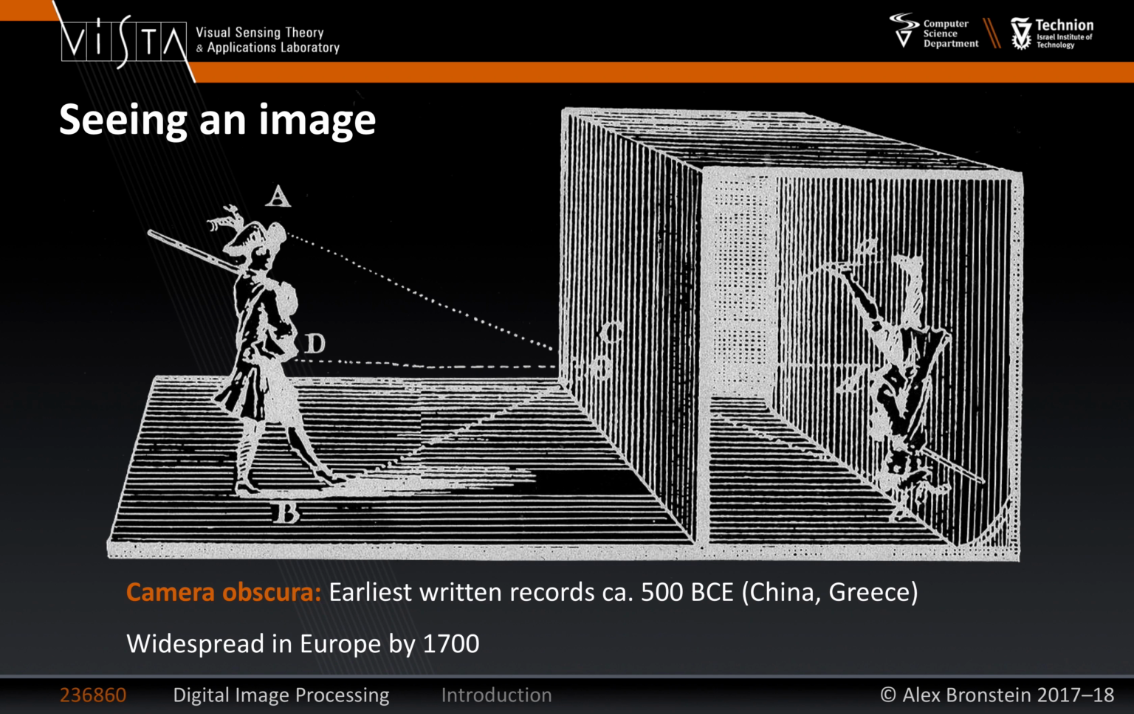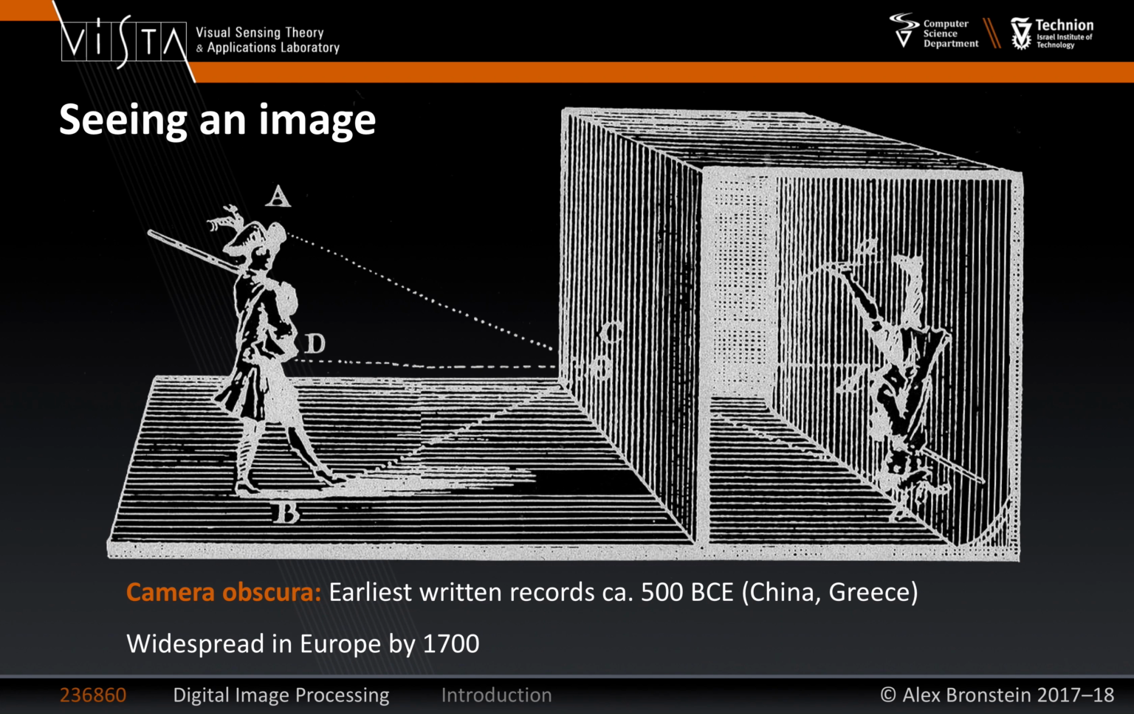So if we drill a small hole here and darken this room and put a screen in front of this small pinhole, we will see the world outside upside down. Okay, and this was named in the medieval times as camera obscura, Latin for a dark chamber. And actually there are earliest records suggesting that these kind of devices have been constructed more than 2,000 years ago. But basically this was widespread in Europe, at least by the beginning of the 18th century.